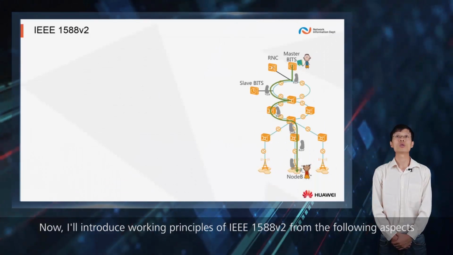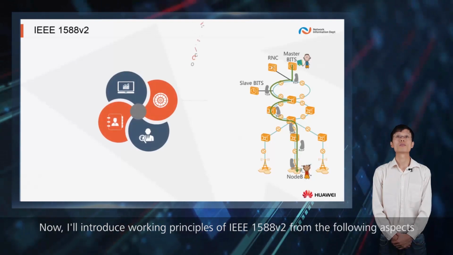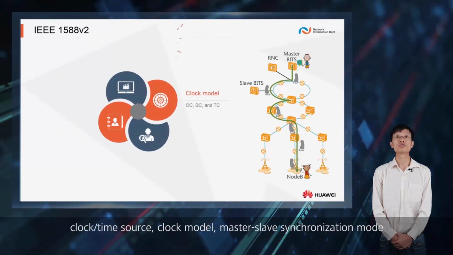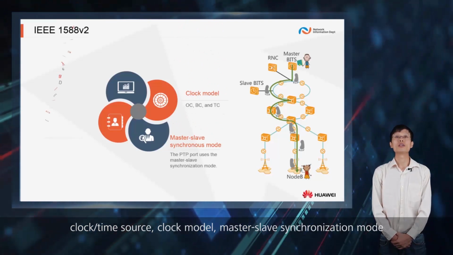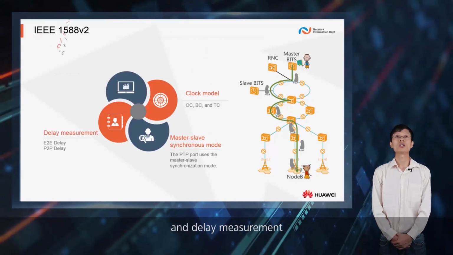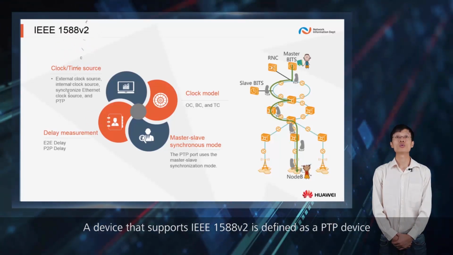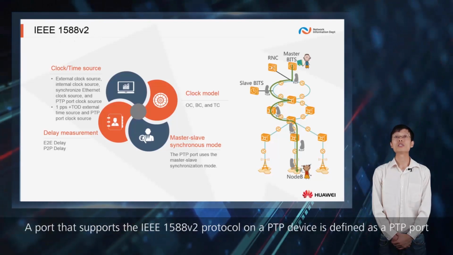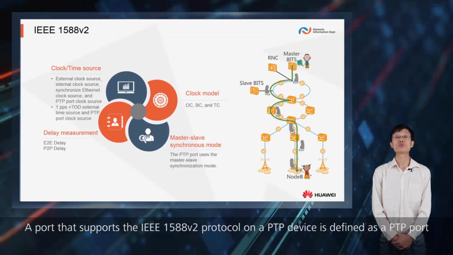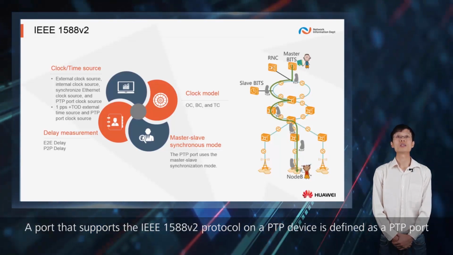Now, I'll introduce working principles of IEEE 1588 version 2 from the following aspects: clock time source, clock model, master-slave synchronization mode, and delay measurement. A device that supports IEEE 1588 version 2 is defined as a PTP device. A port that supports the IEEE 1588 version 2 protocol on a PTP device is defined as a PTP port.